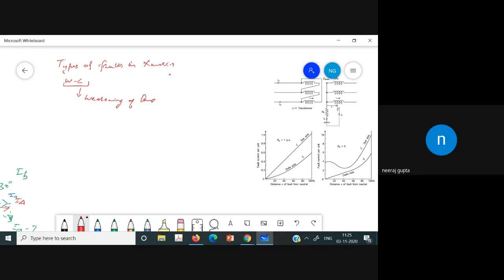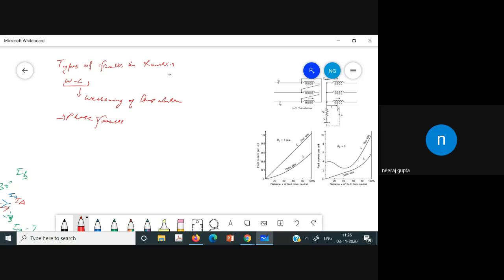So this fault is due to the weakening of the insulation, winding to core fault. Then we will have the phase faults also in the transformer. Phase faults are also there in the transformer. However, they are rare and they take place outside the transformer.